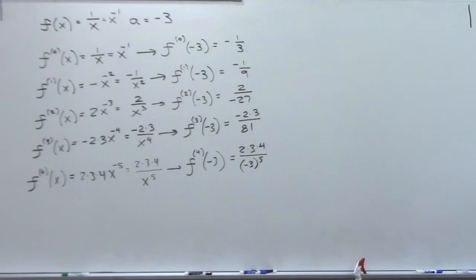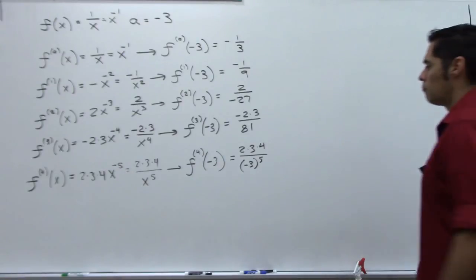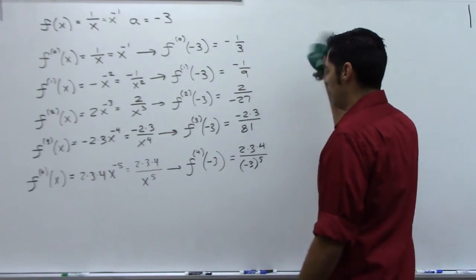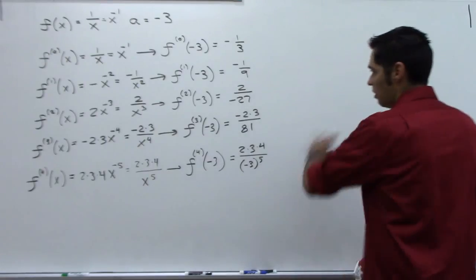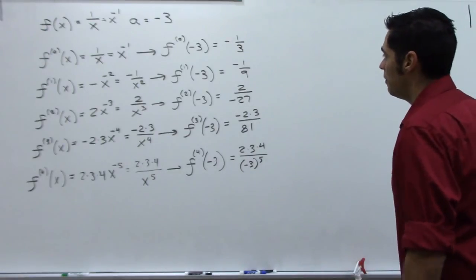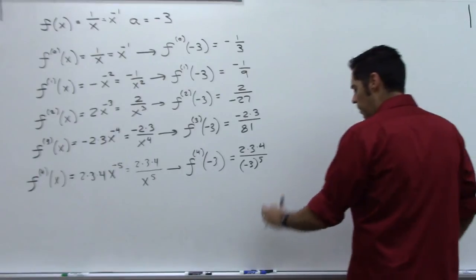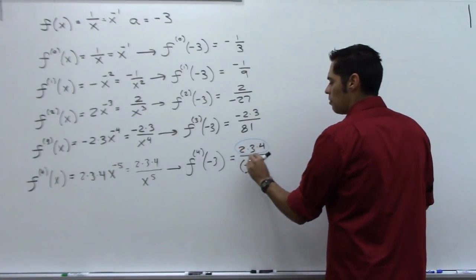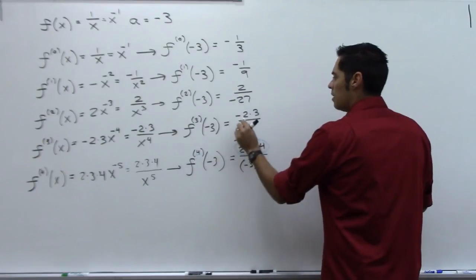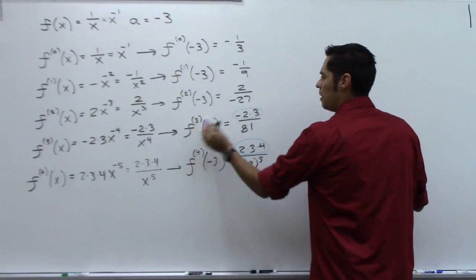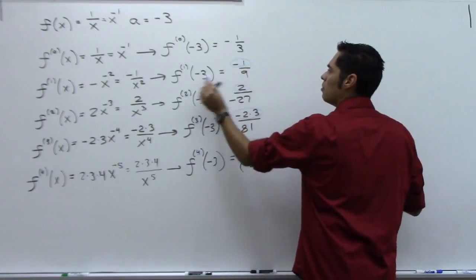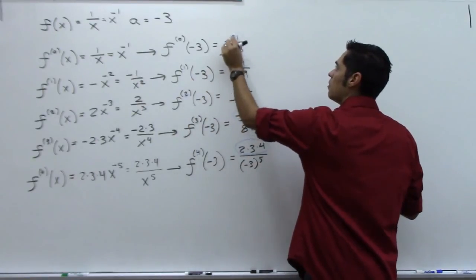All right, so what's the pattern? They're all negative, right? They're all negative, so that's good. I don't have to worry about that. The tops look like they're factorials. That looks like 4 factorial, and that's 4. This looks like 3 factorial, and that's a 3. That looks like 2 factorial, that's a 2. That looks like 1 factorial, that's a 1. That looks like 0 factorial.